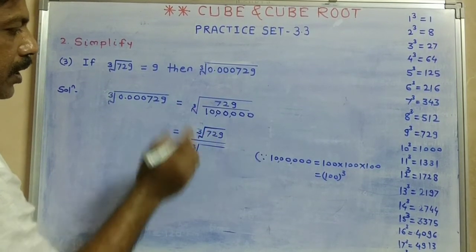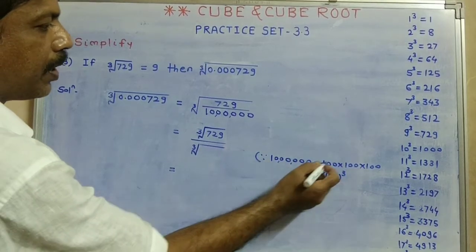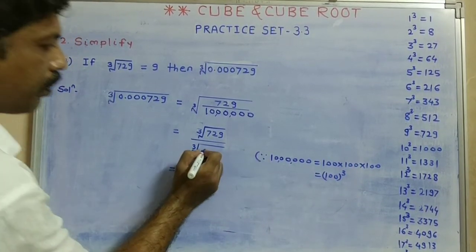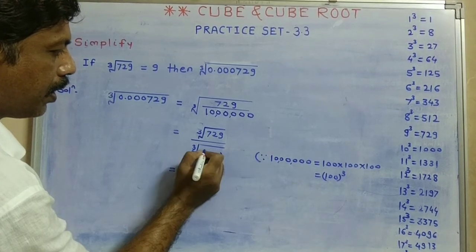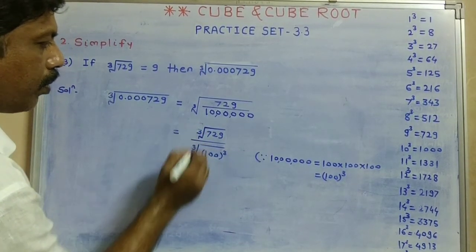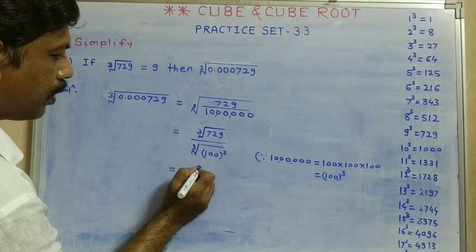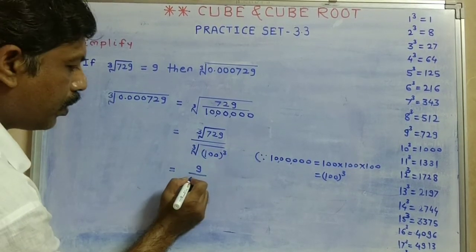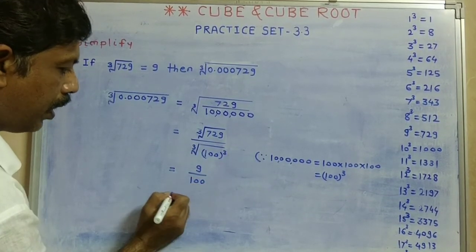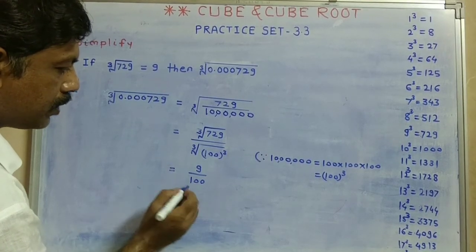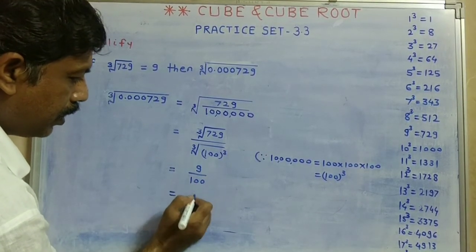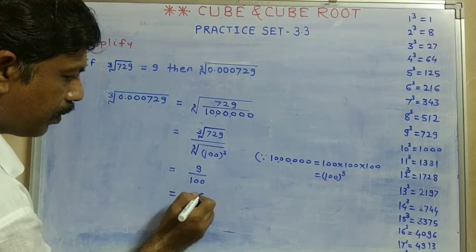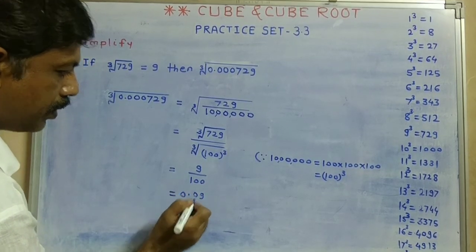We have been given the value of the cube root of 729. Therefore, I am writing it as it is, and 10 lakh can be written as 100 into 100 into 100, that is 100 cube. Therefore, I am writing here 100 cube. Now, what is the cube root of 729? That is equal to 9, and the cube root of 100 cube, we know, will be equal to 100. Therefore, now this value can be converted as 9 over 100, that is 0.09.